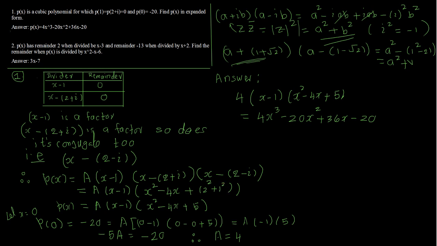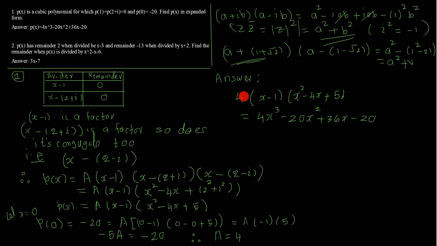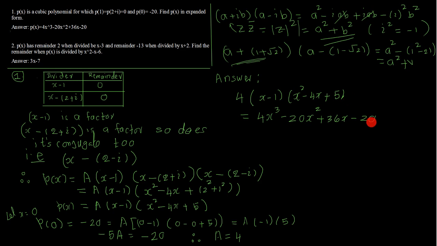Now they gave you p of 0 is negative 20. So you plug in x equal to 0 here. You get negative 20 equal to a times (0 minus 1) times (0 minus 0 plus 5). So what you get is a times negative 1 times 5, that's negative 5a equal to negative 20. So you solve for a equal to 4. Therefore the polynomial is 4 times this thing, and that's the answer.